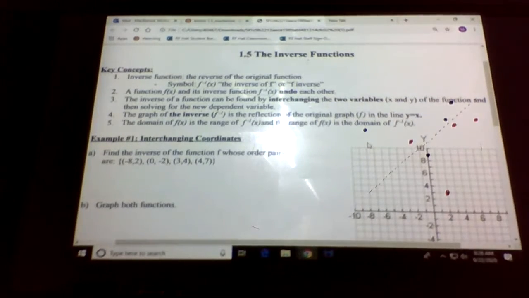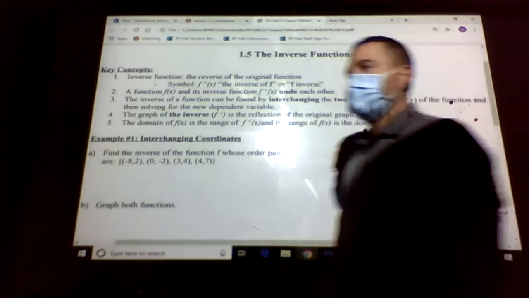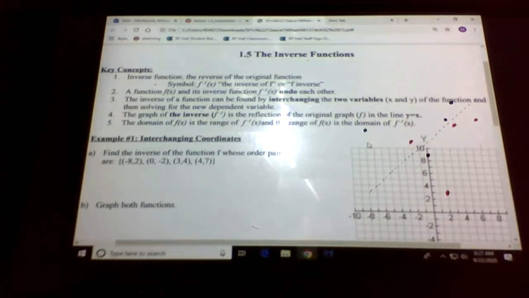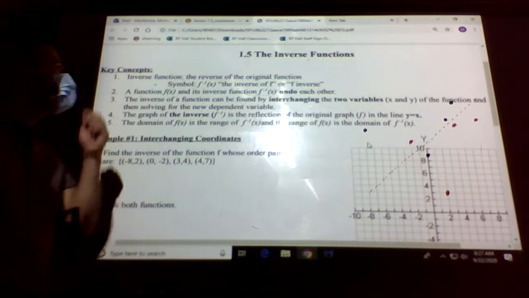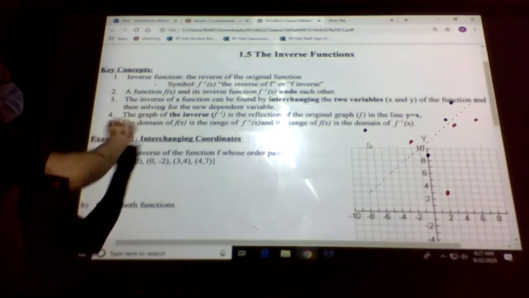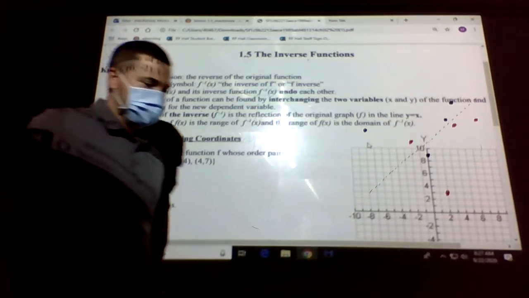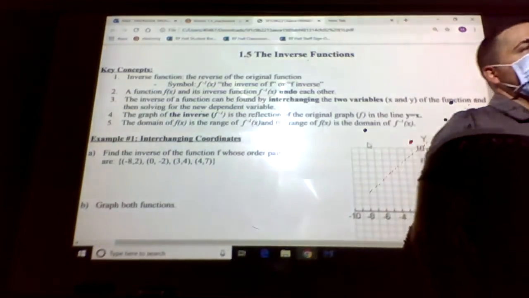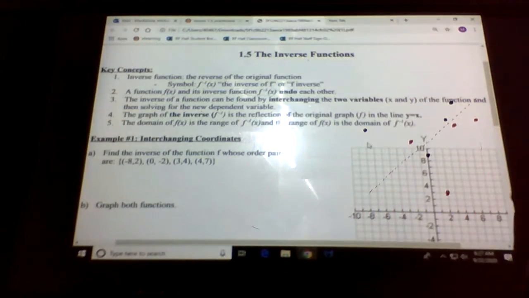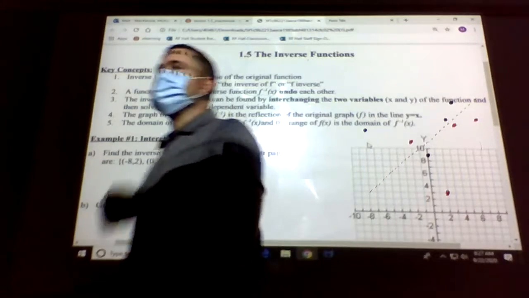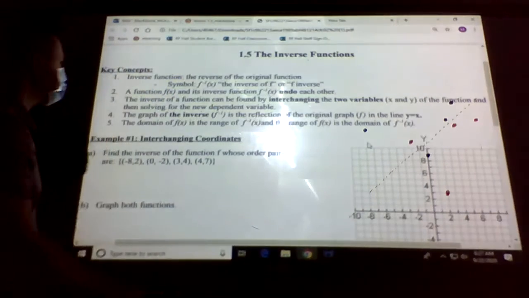Okay, the inverse function. So this is exactly like grade 11. When we're using inverse, it's f negative 1 of x, or we say the inverse of f, or f inverse. A function f of x is undone by its inverse, so it's the opposite, just like subtraction and addition, and multiplication and division, they undo each other.